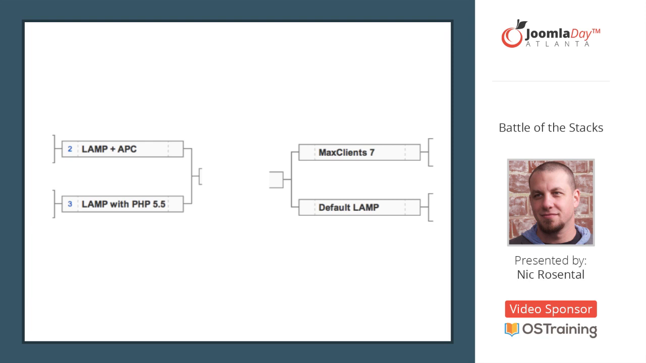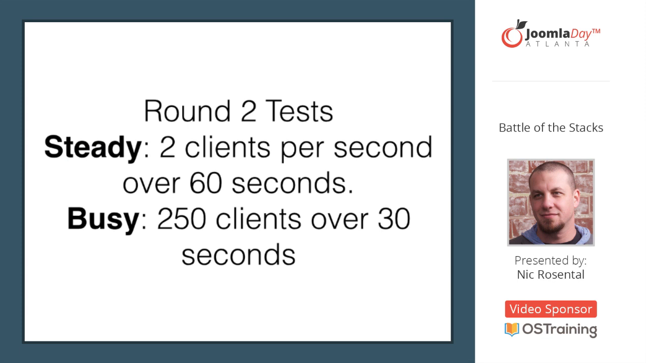All right, so for the final four, we actually changed the test. Otherwise, we would be getting similar results to what we did in round 1. So we're going to go to 2 clients per second, as opposed to 1 for the steady test. And on the BC test, we're going to do 250 clients, but over 30 seconds. So it's going to ramp up a lot faster. All right? So let's go.